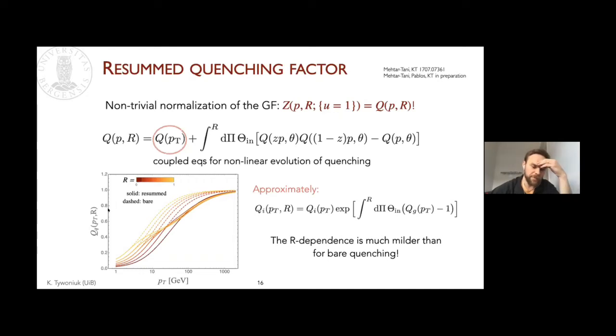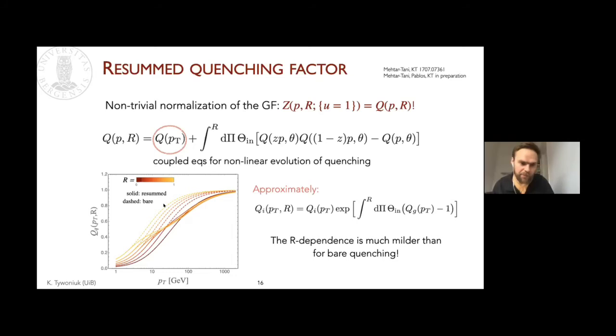So for instance, here in the plot, we have shown a simple model for a quenching factor for a quark. And you see here that it also has an R dependence. Of course, there is a certain cone of the jet, and as you open the cone, you will capture more and more energy, which means that the quenching factor will go up. Basically, this is the R dependence.